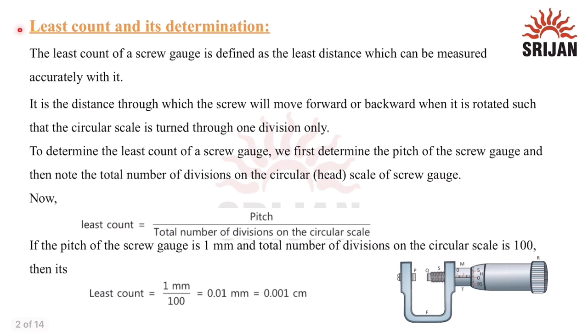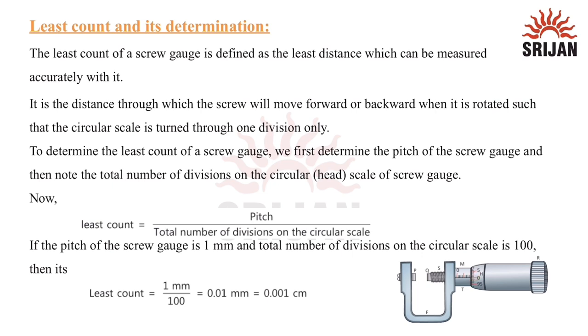Now, the least count and its determination. The least count of a screw gauge is defined as the least distance which can be measured accurately with it. It can also be the distance through which the screw will move forward or backward when it is rotated such that the circular scale is turned through one division only. So this is one division on a circular scale. This would be the least count.